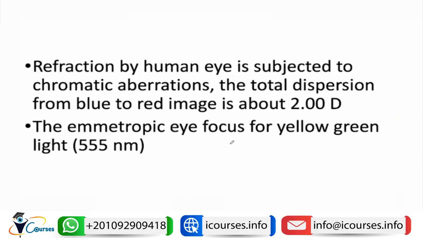And the emmetropic eye will focus the yellow-green light at about 555 nanometers. So the yellow light that has a wavelength of 555 nanometers is the light that will be focused immediately on the retina, while the blue light will be focused in front of it, and the red light will be focused behind it.